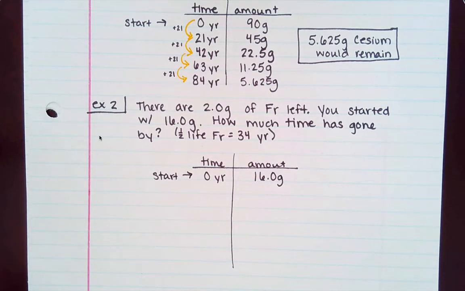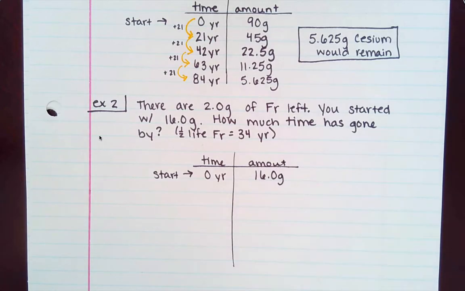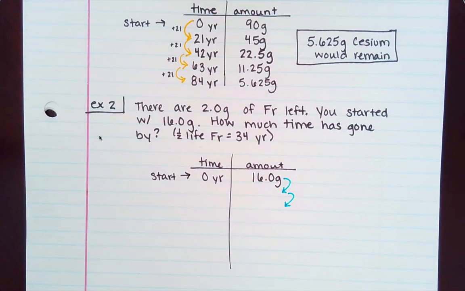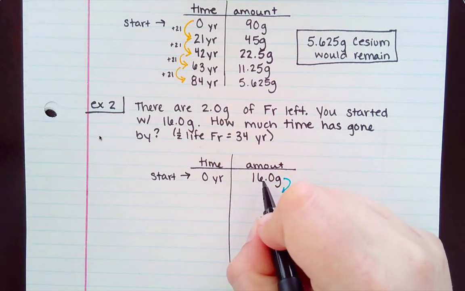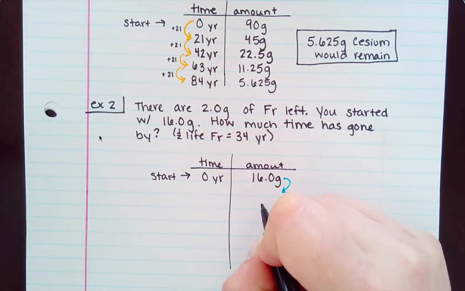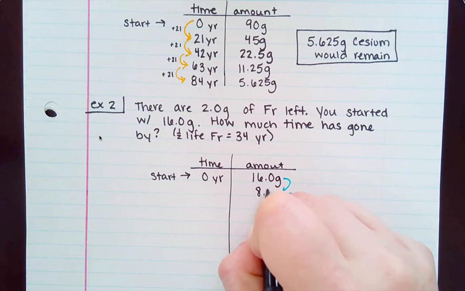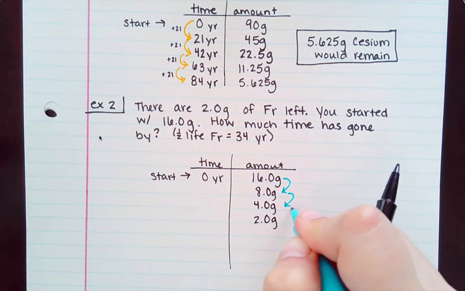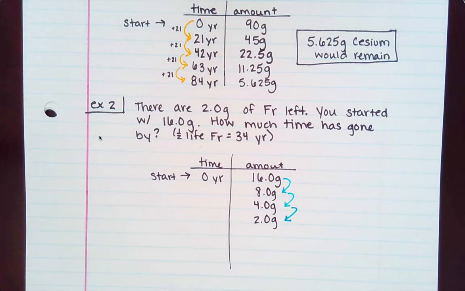If you have 2 grams of francium left, what I'm going to do is work this through until I get to 2. Because I know every half-life that goes by, half of it goes away. Half of 16 is 8. Half of 8 is 4. Half of 4 is 2. And I'm going to stop there because there's 2 left.